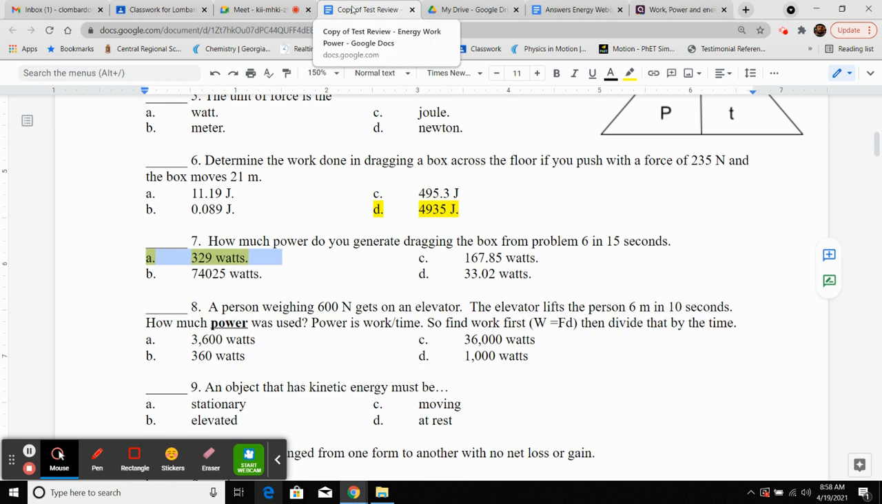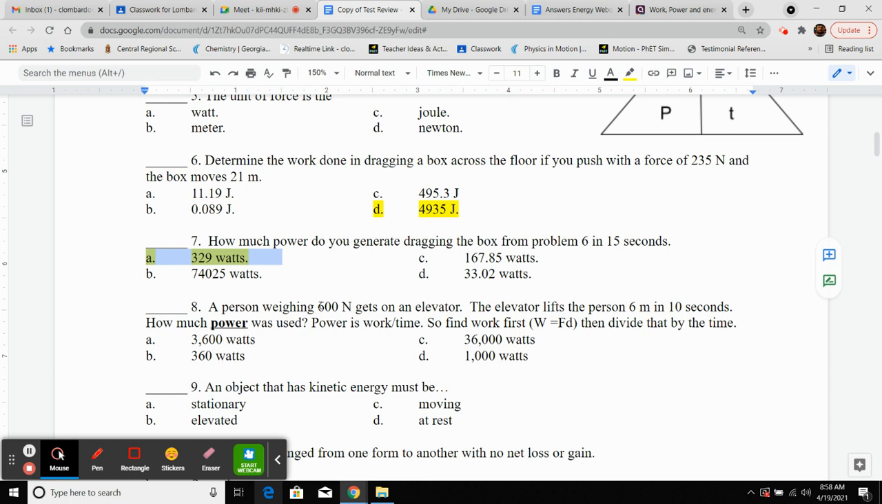And the next one, a person weighing 600 newtons gets on an elevator. Now the elevator lifts this person 6 meters. All right, so it's lifting them in what direction? The elevator is lifting them up, and what direction does it move? It moves up. So remember, work needs to be done in the same direction. The force and displacement need to be in the same direction. If force and displacement are in opposite directions, technically negative work would be done. So they want to know how much work or how much power is being used here.